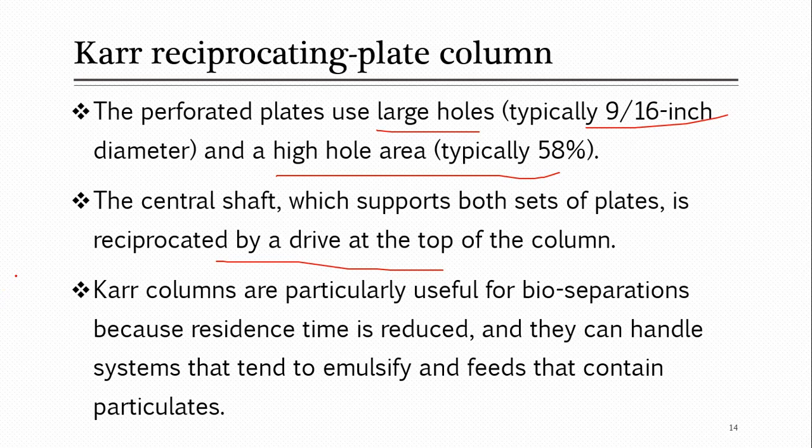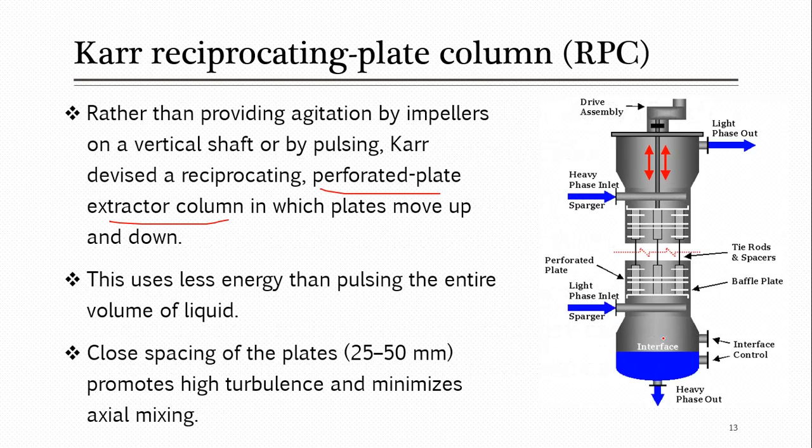As well, these columns are particularly useful, or commonly used, in bias separations where the residence time in these columns is small. You can see we are using the plates, and we said that plates are the more efficient column. When something is more efficient, definitely in terms of this assembly, it is small in size. Just look at that, recall that distillation.